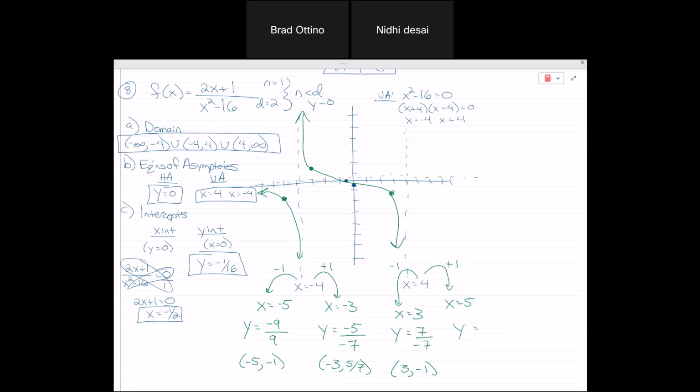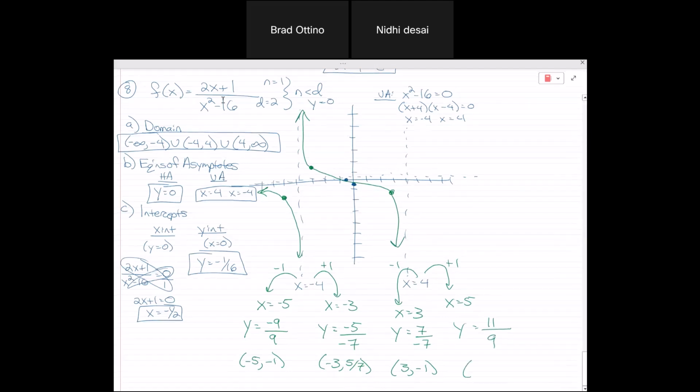And then for the last branch, if you were to plug in 5, 10 plus 1 is 11. 25 minus 16 is 9. So you get the point 5, 11 ninths. Obviously, that's a positive number. So you put a point at 5 in the positive region and then just connect your dots to get the branch.